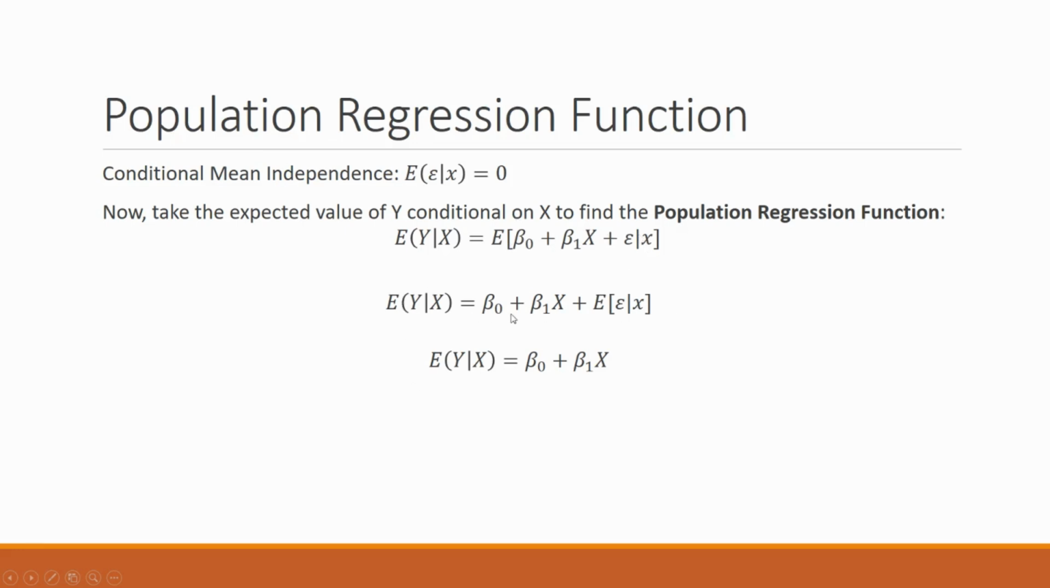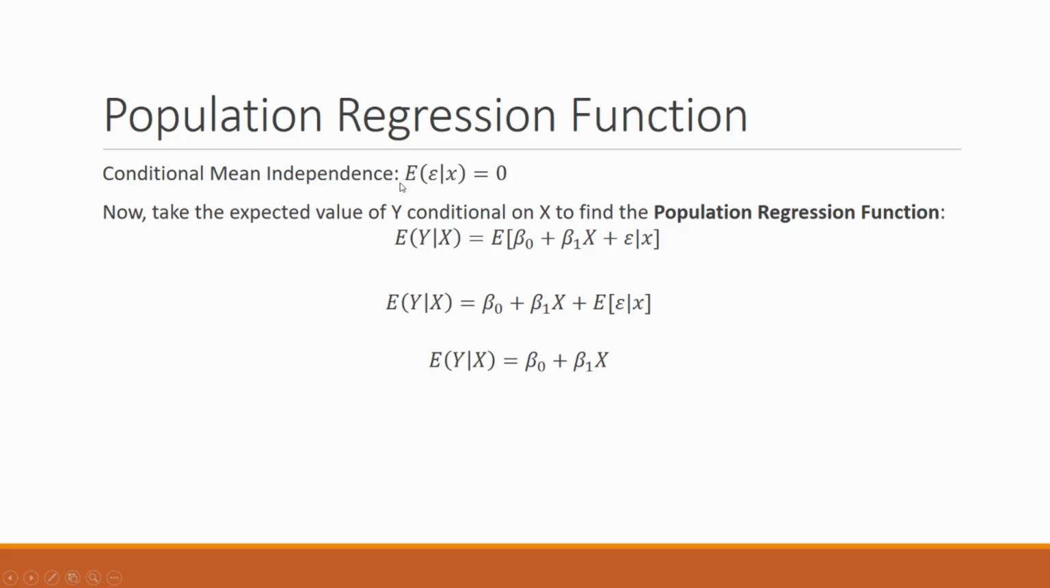This simplifies to the expected value of y conditional on x equals our linear function, plus the expected value of the error term conditional on x. And if our assumption holds, then this will equal 0. And if this equals 0, then we can conclude that the expected value of the dependent variable conditional on the independent variable is equal to this clean linear function.